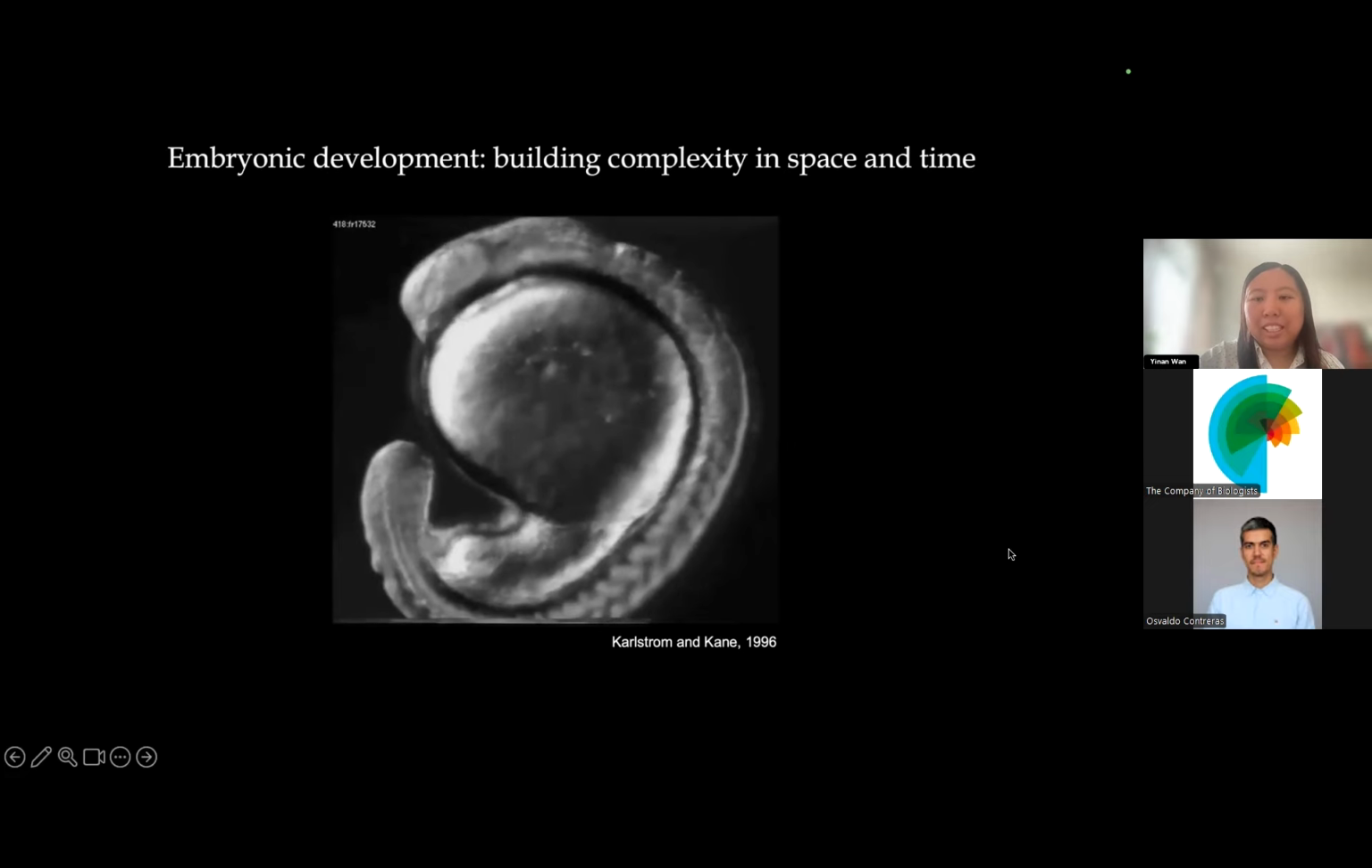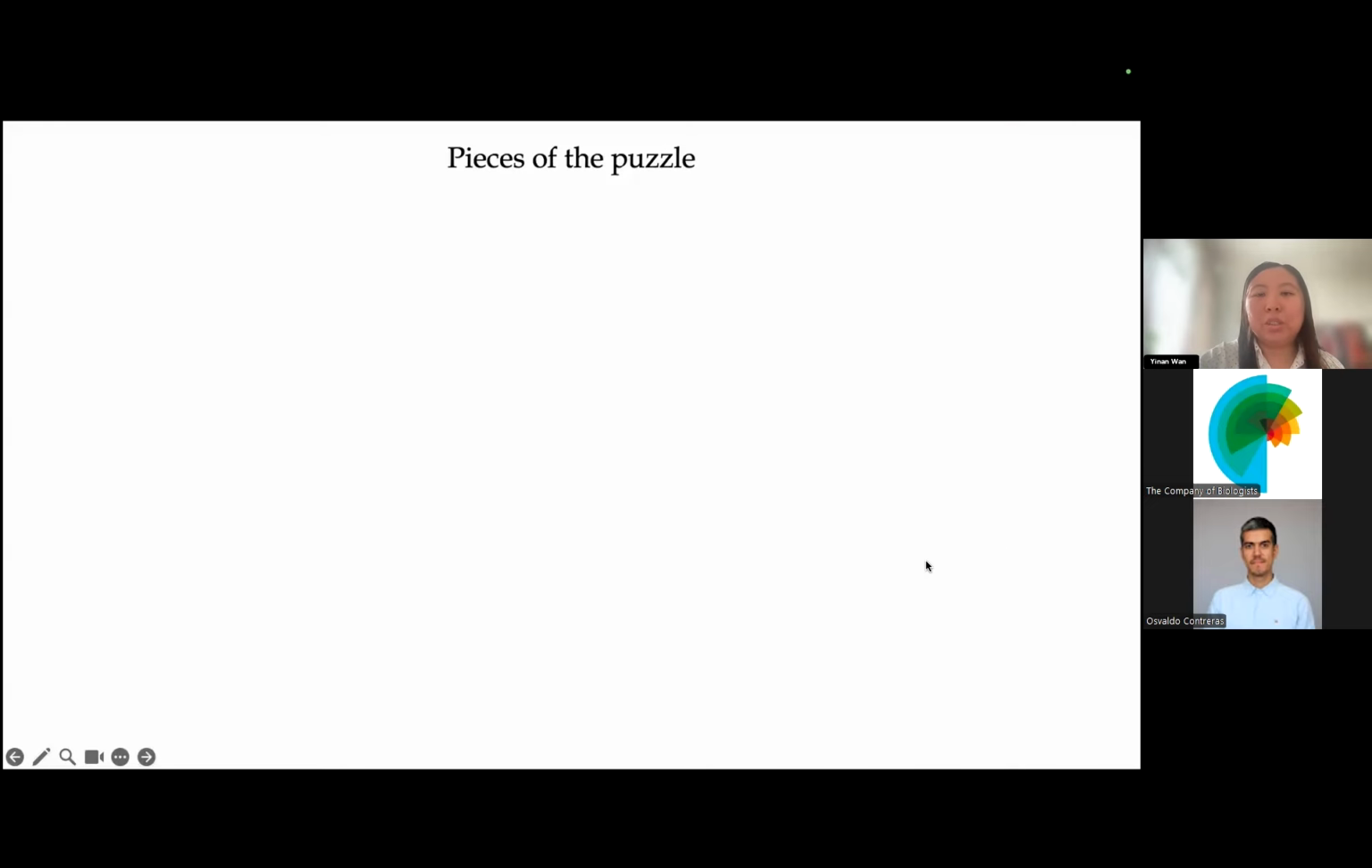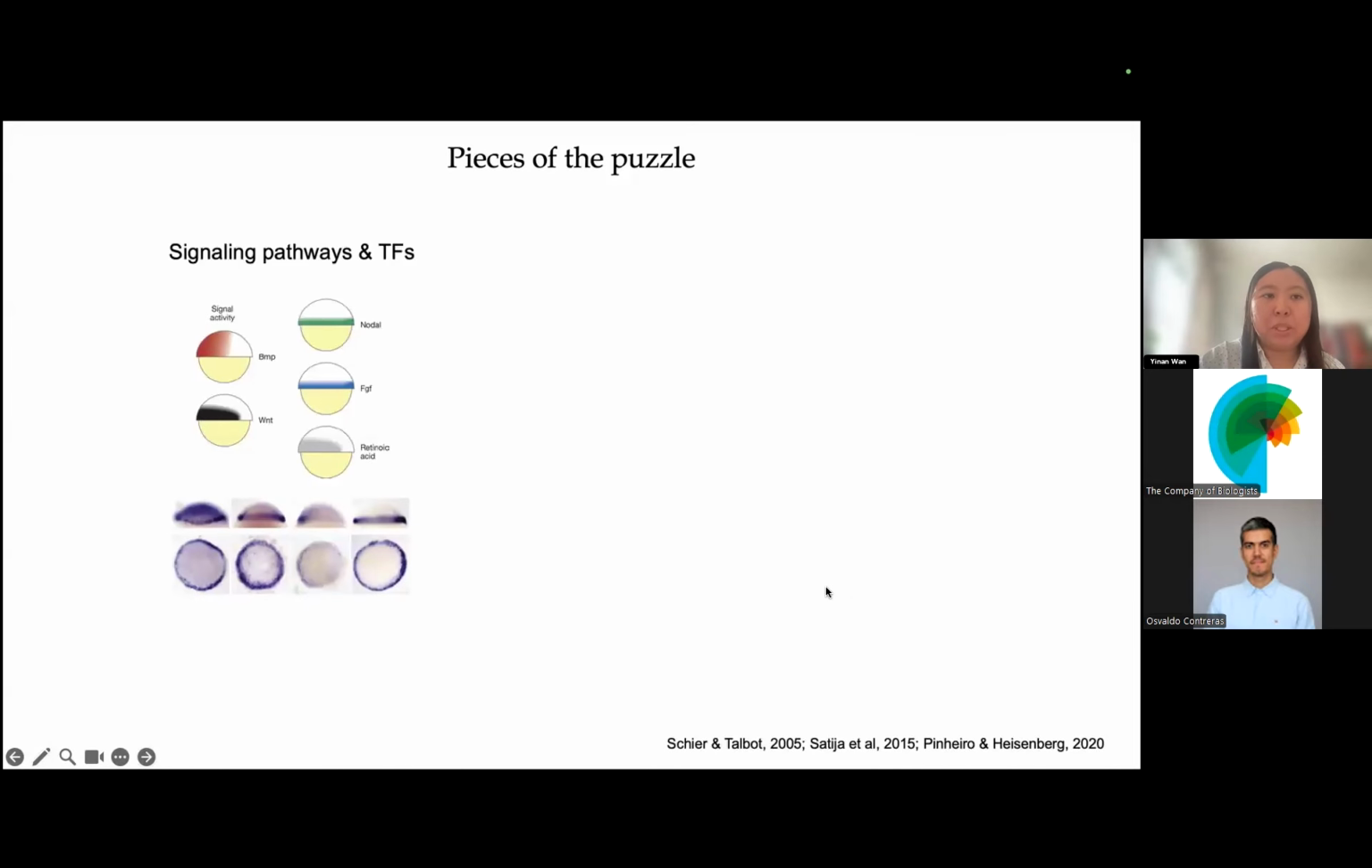So over the decades, many pieces of the puzzle have been identified. For example, we know that signaling pathways set up the initial asymmetries and it's transcription factors that define the identity of the tissues. For example, here I'm showing you some transcription factors expressed at the margin of the embryonic gastrula stage and that define the later mesoderm and endoderm.